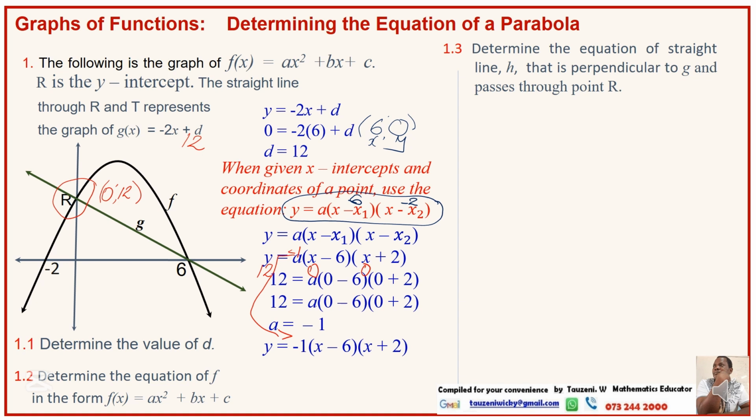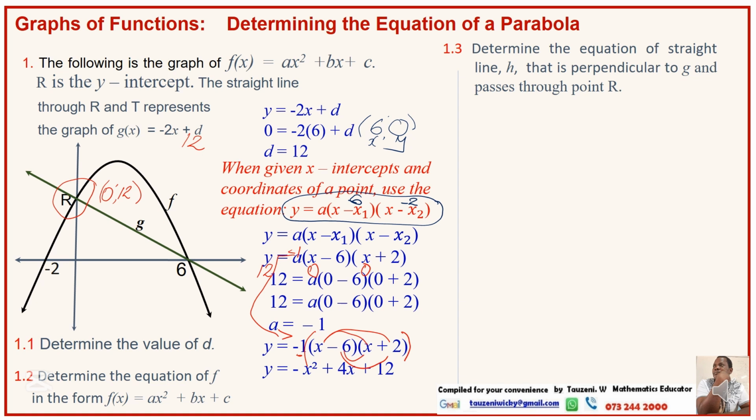So what I do here, I keep this negative 1 out. Then these brackets, you use the FOIL method to simplify them. So multiply x times x, x times 2, 6 minus 6 times x minus 6 times 2. Then you work the answer out. After that, you multiply by this negative which is outside. So if we do that, then we get y is equal to negative x squared plus 4x plus 12. This is the equation of the parabola.